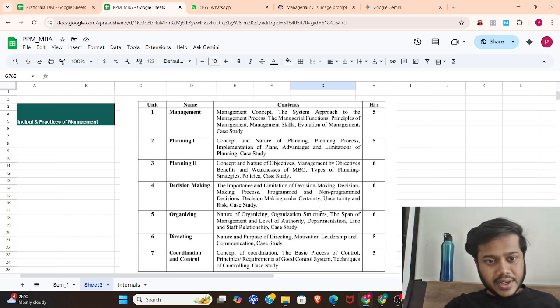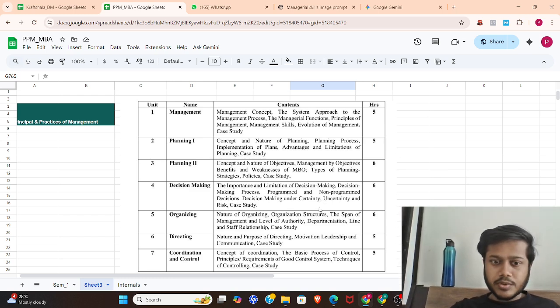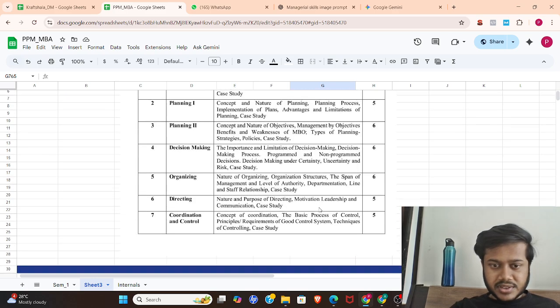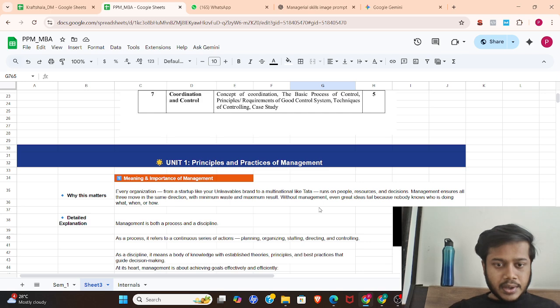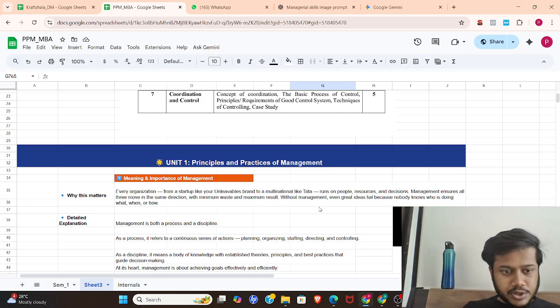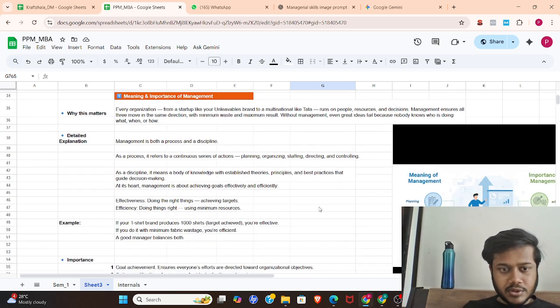So we are going to quickly recap Unit 1, 2, 3, and then we will move to Unit 4. Unit 4 is decision making. So let's go. First we learned about management in Unit 1, the meaning of management that we all know.